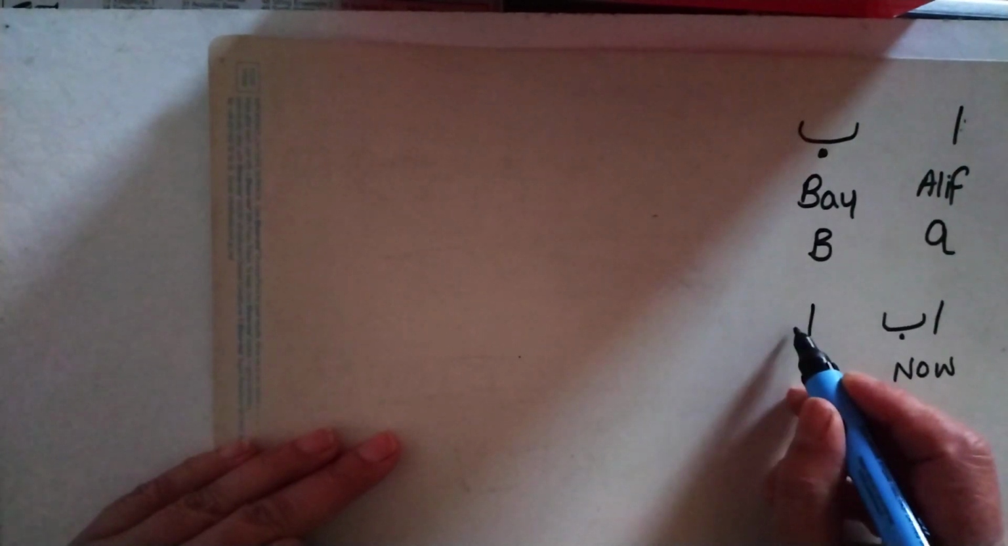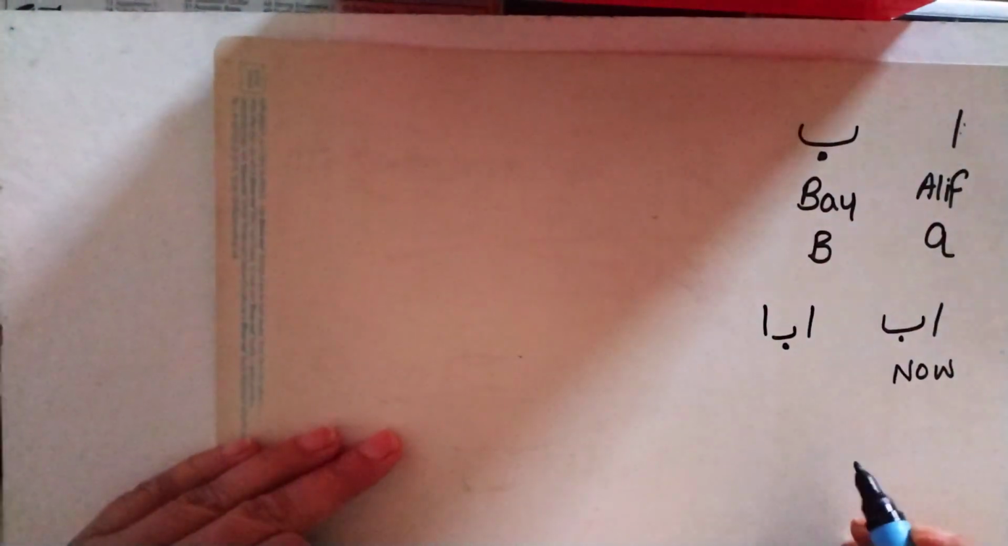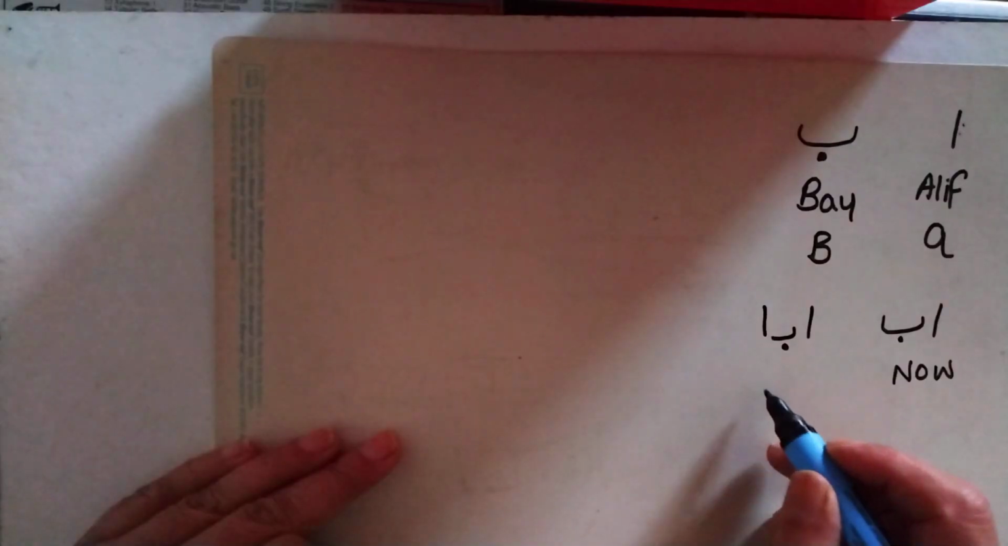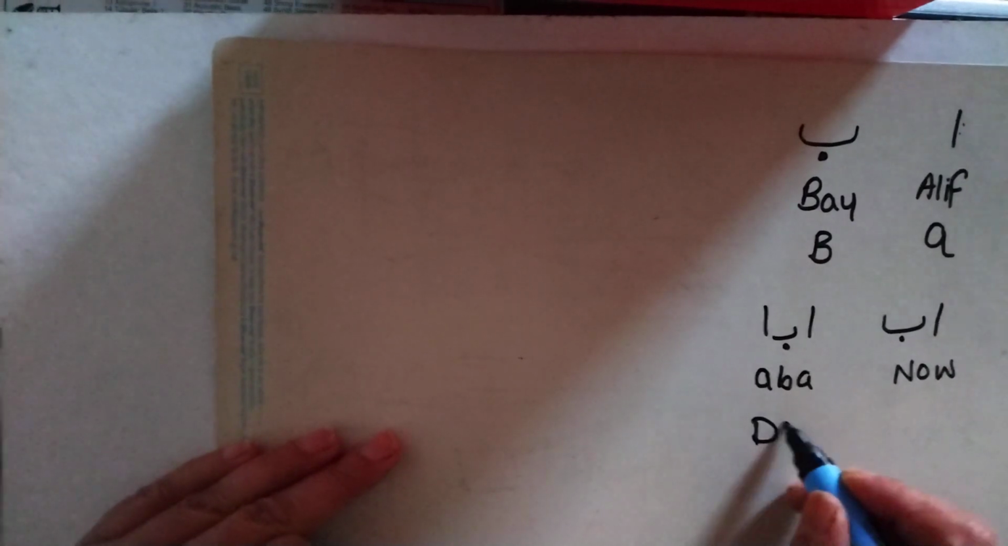If you have Alif and B and Alif again, you get Abba, which means dad.